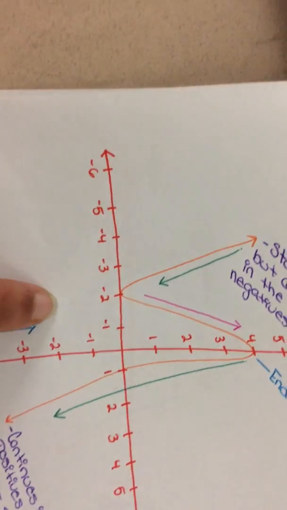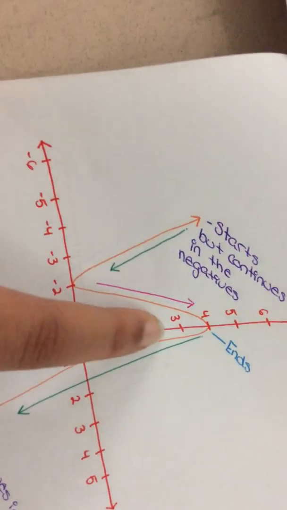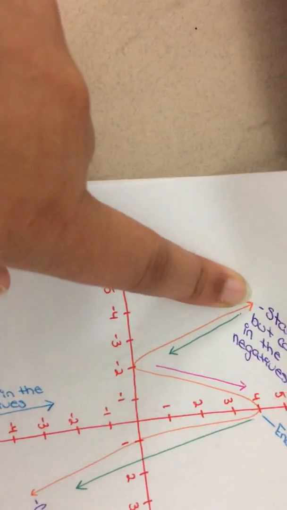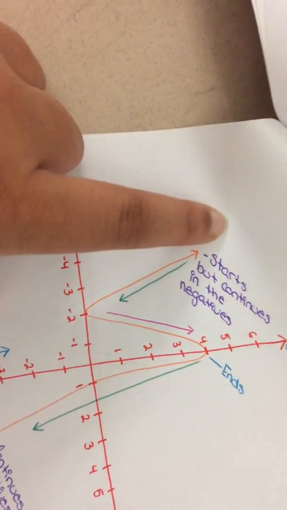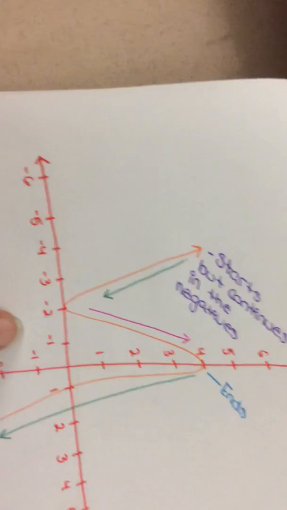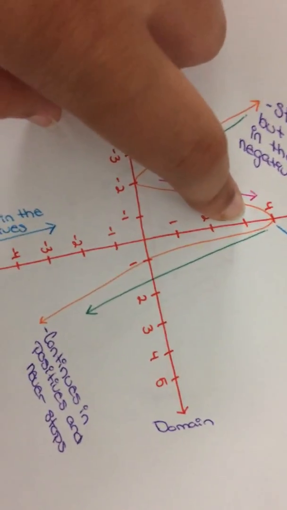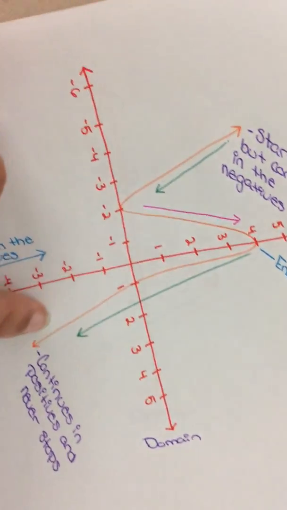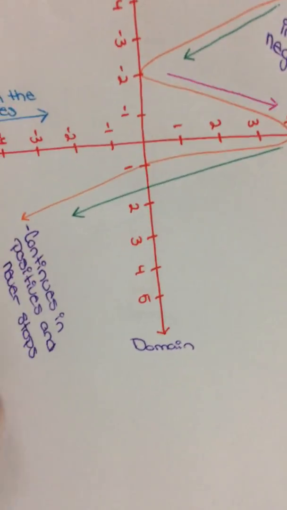Increasing, there is only 1. It starts at -2 and ends at 0. Decreasing, there are 2. It starts into the negatives but continues. So it'll be a negative infinity while it ends at -2. Down, it starts at 0 and goes all the way down to an infinity, positive infinity.